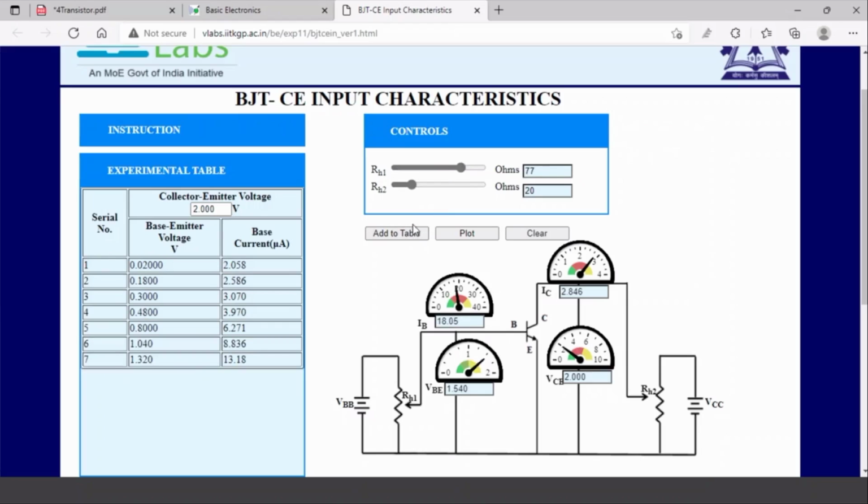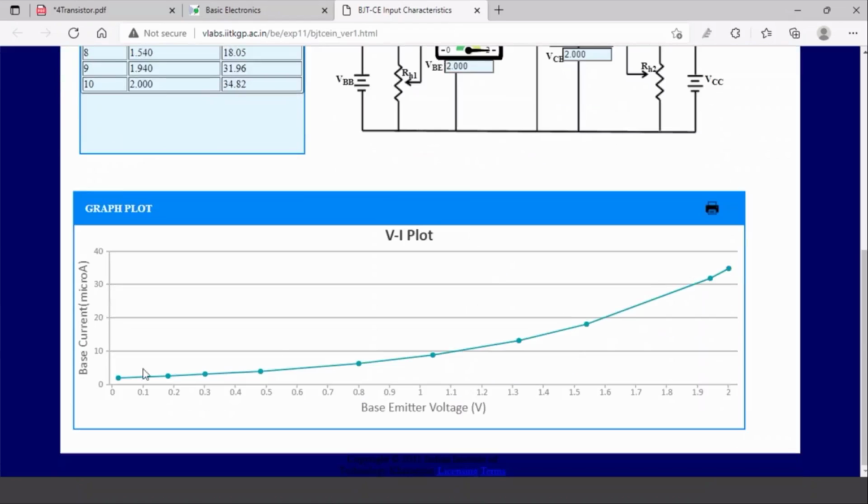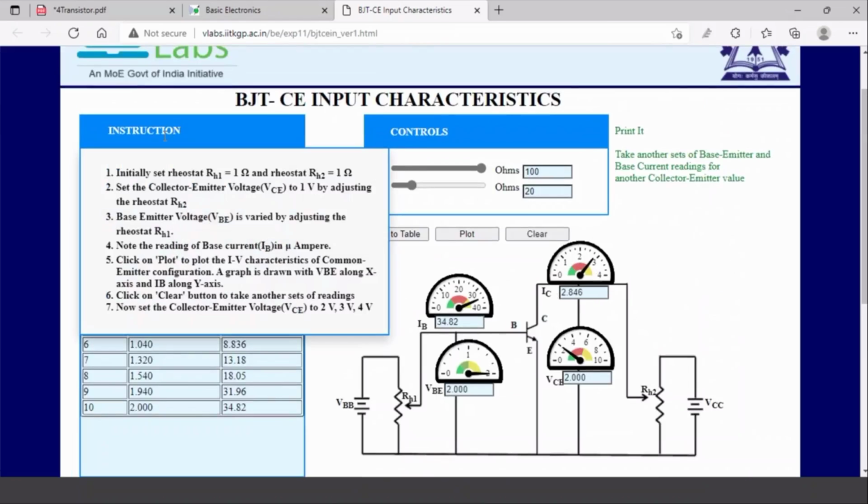I am taking fewer readings just to show you the variation here. You can take more readings to get a smoother curve and click on plot here. So you will get the second characteristics for a different VCE value. This is for VCE 2 volts.